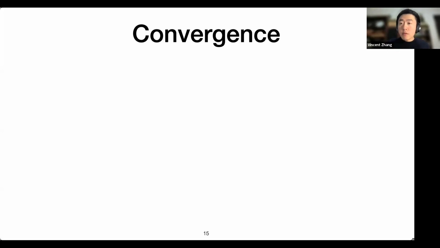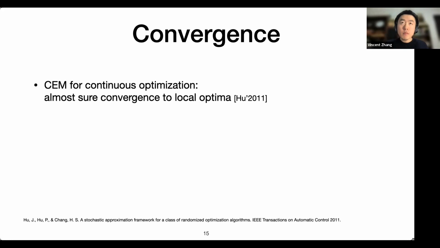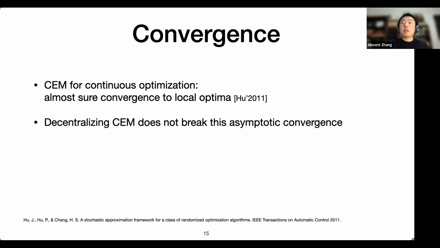Convergence. Now, this part is more for the peace of mind. So CEM for continuous optimization, which is what we care about, has an almost sure convergence to local optimum. It was established in the literature in the year of 2011. And we try to make sure that when we decentralize it, we do not break this convergence result. And it turns out to be trivial.